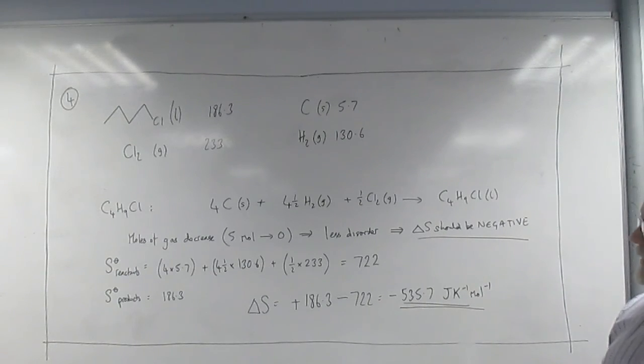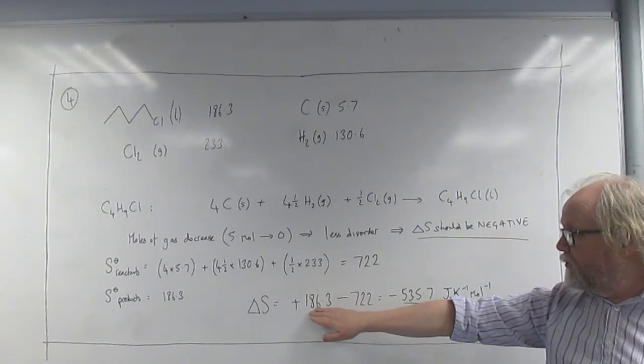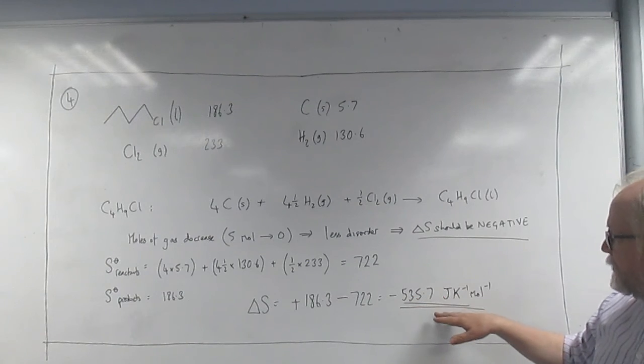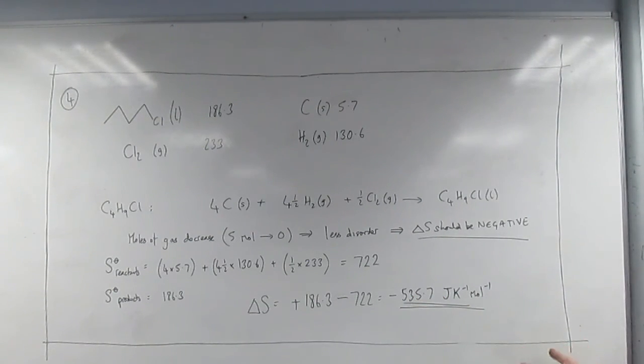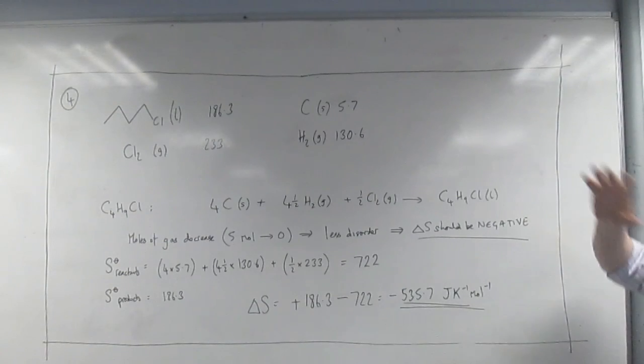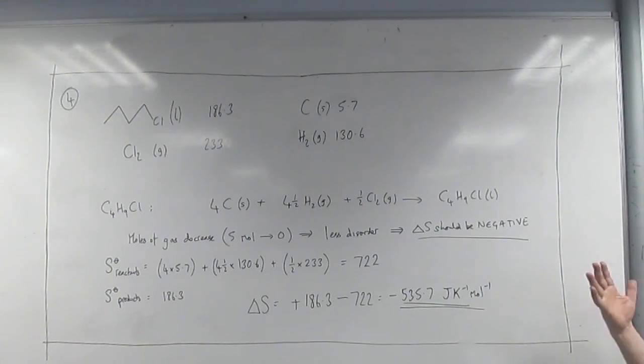So it would mean that this term would be more positive than it is now, and that would make this less negative than it is now. Still going to be negative, but not by nearly as much. But all you would need to say to answer the question is because the chlorobutane might be a gas at 100 degrees C, therefore its entropy would be higher, and that would change the value of delta S.